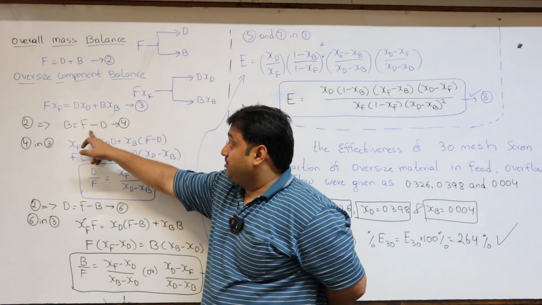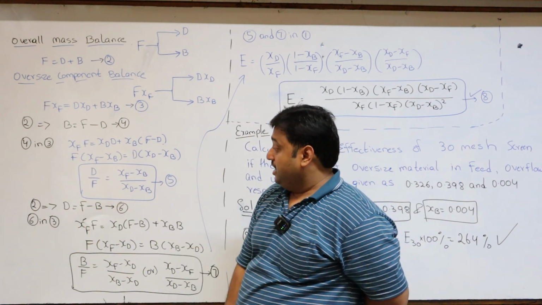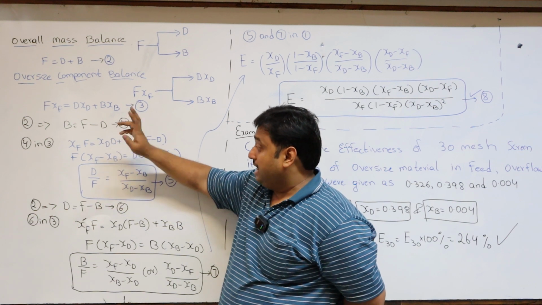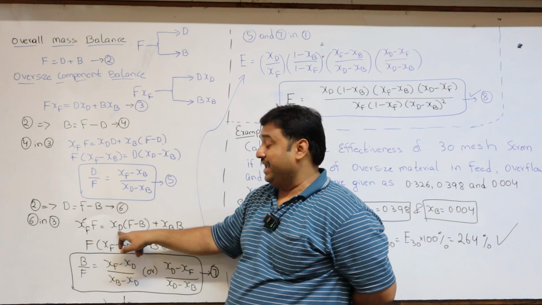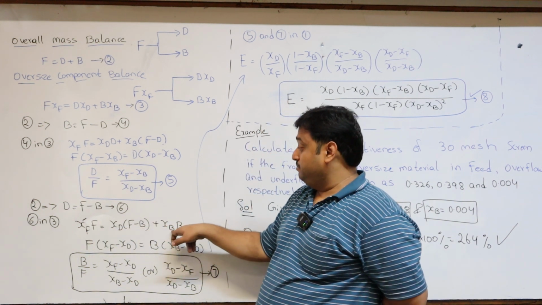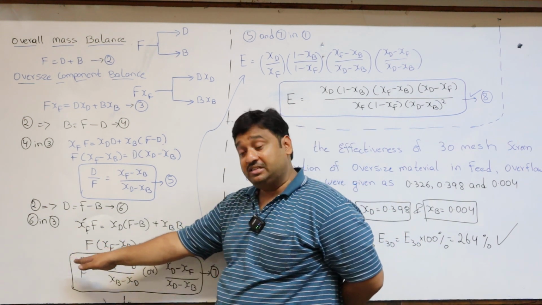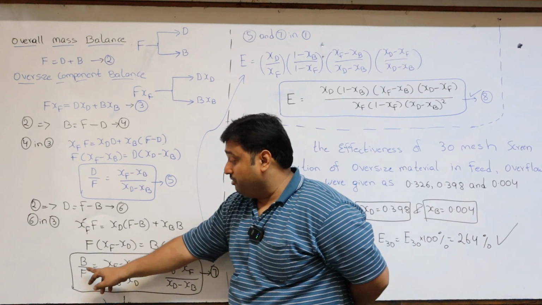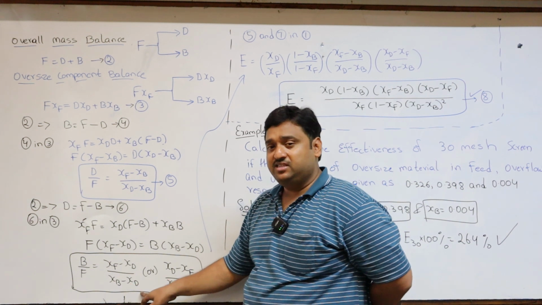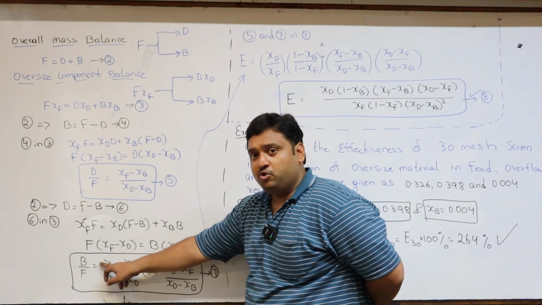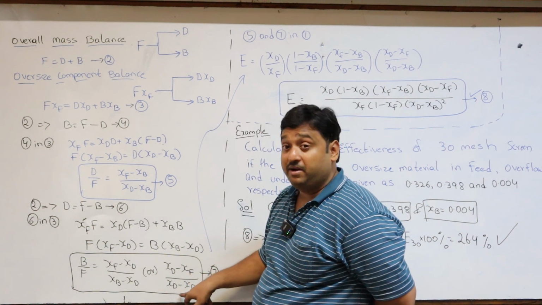Similarly, from the same equation, now take out D. D equal to F minus B. You replace wherever you see D with F minus B. So again, F xF is equal to xD into (F minus B) plus xB into B. If you do this, shifting F on one side and B on the other side, you get the ratio B by F is equal to (xF minus xD) by (xB minus xD), or if you multiply numerator and denominator by minus, you get (xD minus xF) by (xD minus xB).